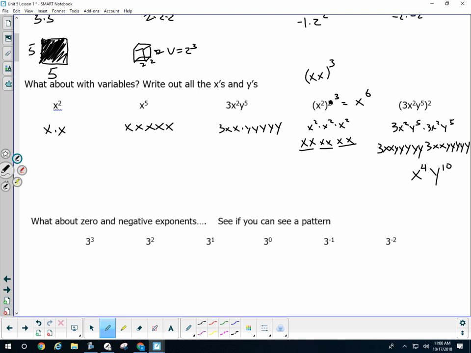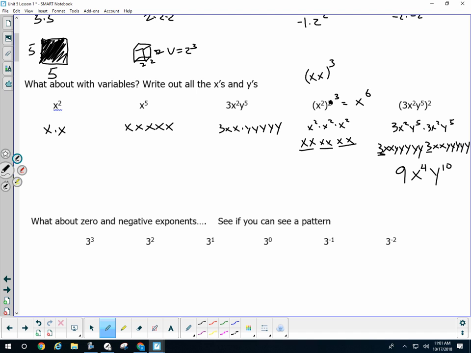We have 4 x's and we have a 3 times 3, which is a 9. So if we take a power to a power, we end up multiplying. If we are multiplying, we end up adding. Okay, and we'll get there. We'll do more of those soon. Okay, but we're going to start with negative exponents.